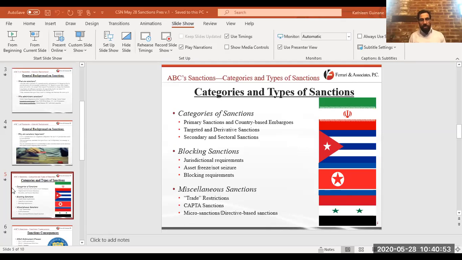In short, this type of sanction blocks all interests in property that the targeted party has an interest in, which come into U.S. jurisdiction, meaning within the United States or within the possession or control of a United States person. So what's most important to keep in mind here are the jurisdictional requirements.